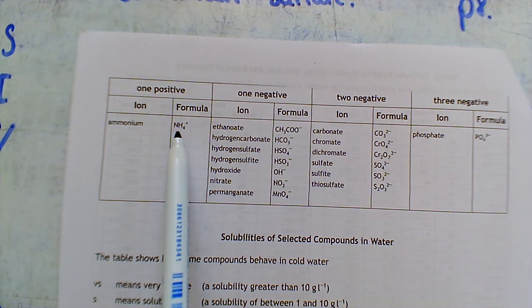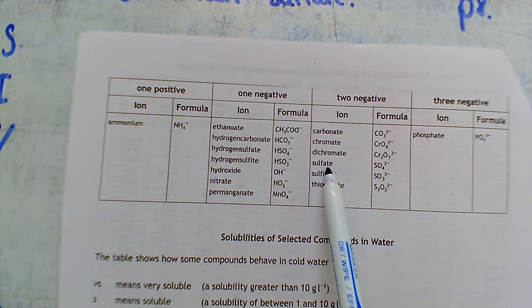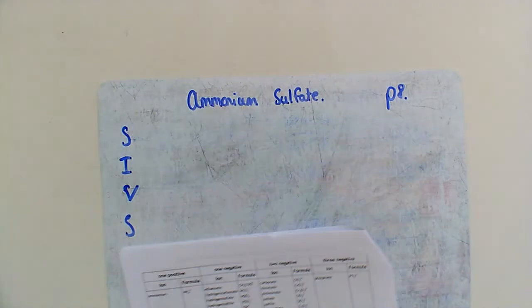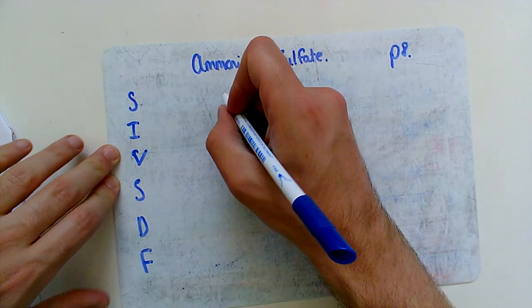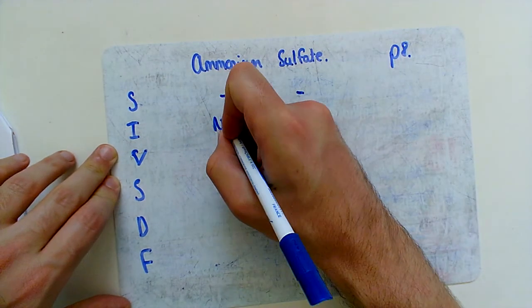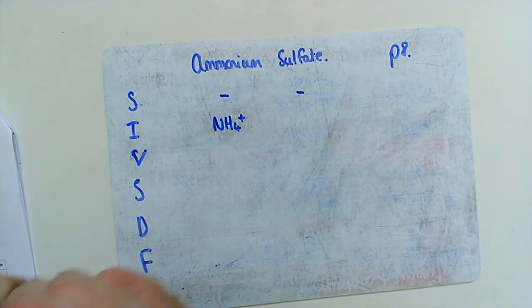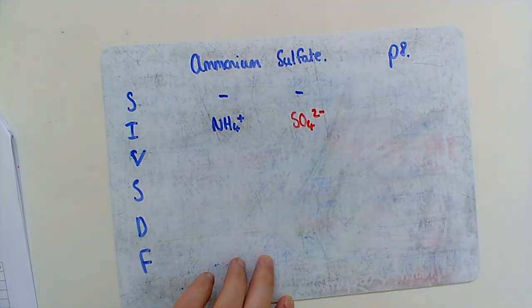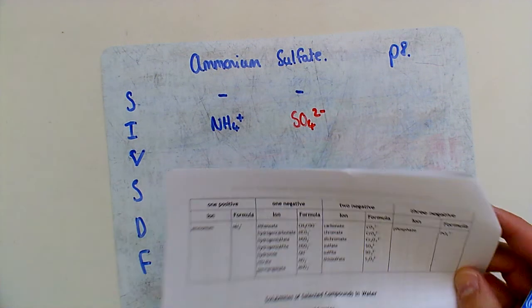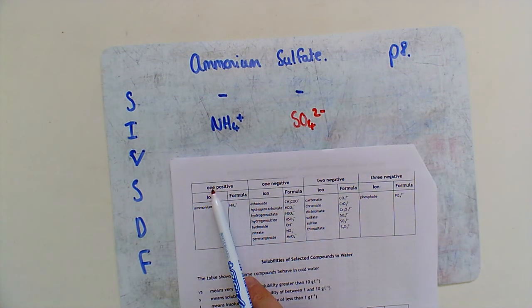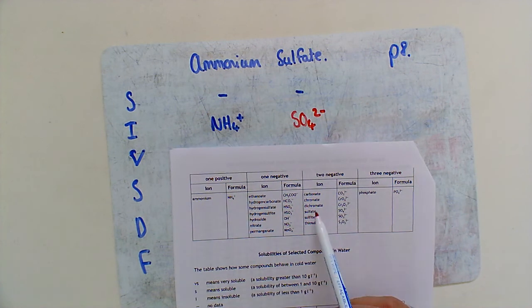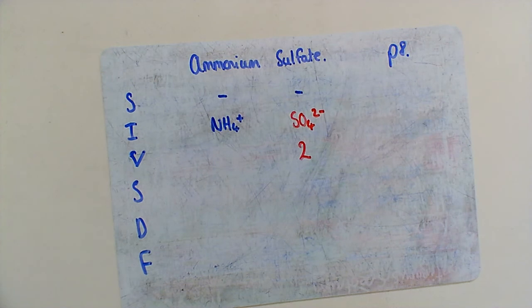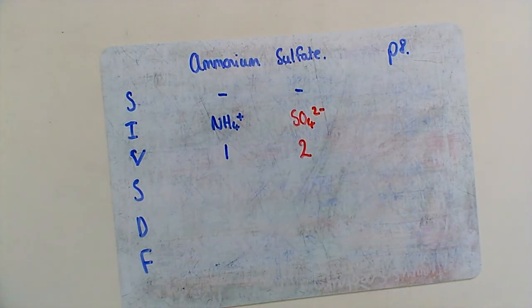So ammonium, NH4+, sulfate is here, SO4 2-. So we can ignore just writing the symbols and we can go into the ions. So we don't need to write that. NH4+, SO4 2-. Now, on this page, ammonium is here and it's got a valency of 1, that's what's written at the top. Sulfate is here and 2 is what's written at the top. So, sulfate has a valency of 2, ammonium has a valency of 1.